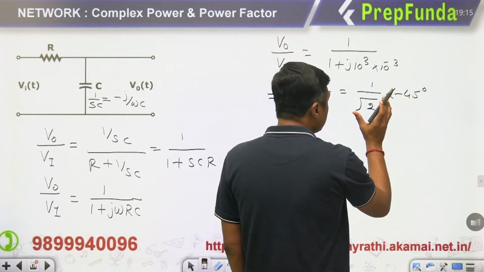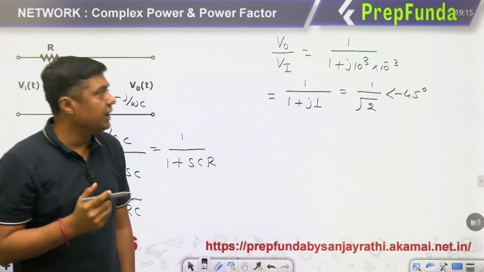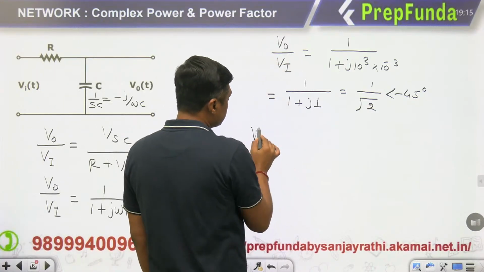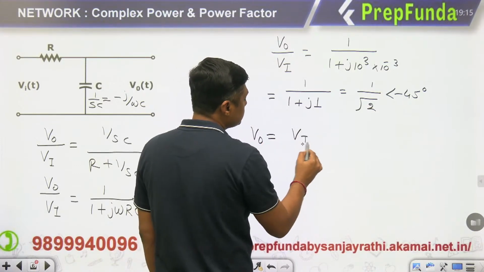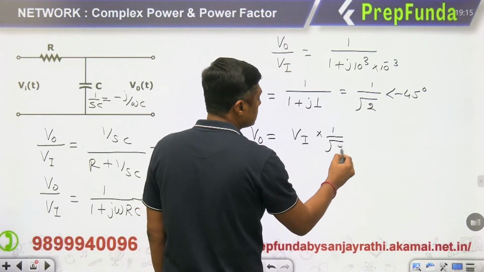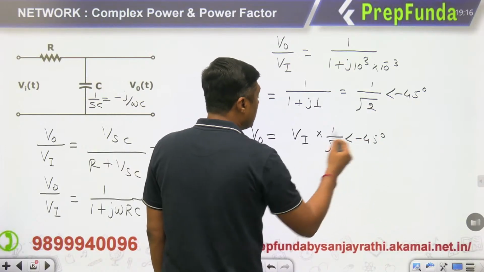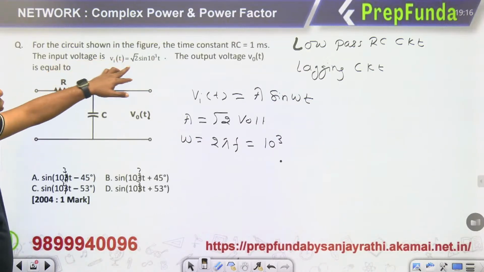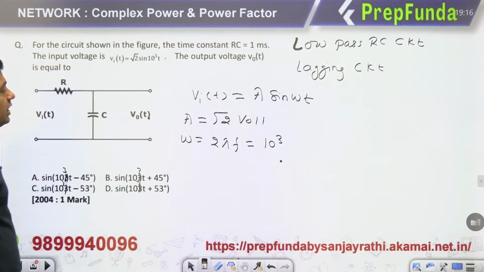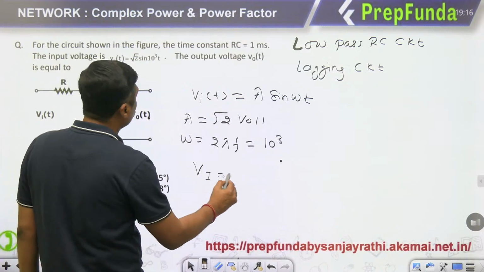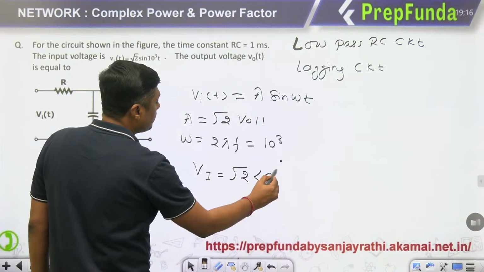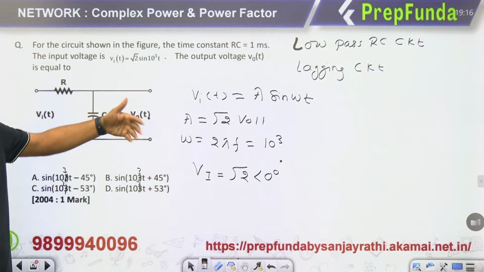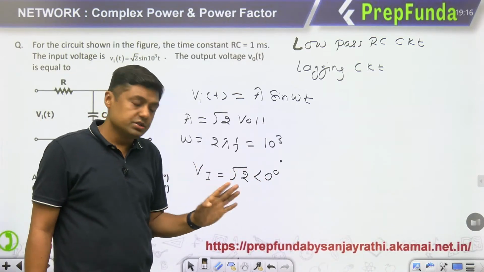So actually it is a gain, guys. Now, what is V0? V0 will become Vi times of this, angle minus 45. Now, what is Vi? Vi is root 2 sine of 10 to the power 3t. In phasor notation, you can represent it as root 2 angle 0. What is the meaning of this? We are taking the reference as sine omega t and we are representing it in a phasor. So it will become root 2 angle of 0 degree.